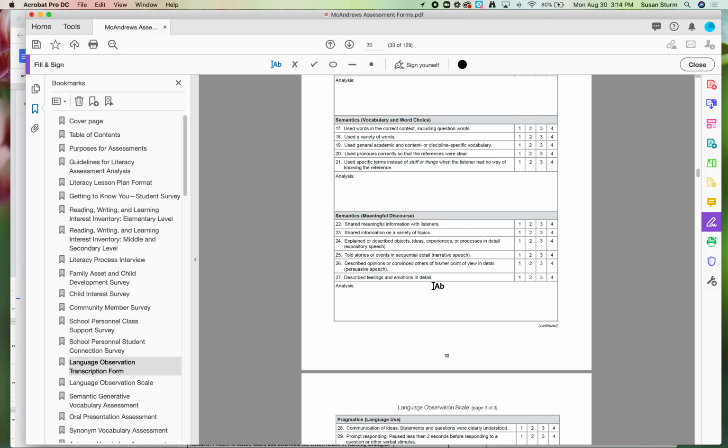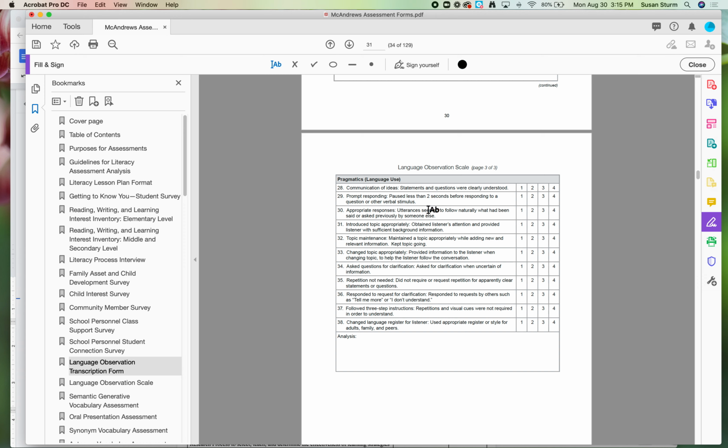And then finally moving down to the last system, which is pragmatics, their language use, communication of ideas, statements and questions were clearly understood, responding to prompts, taking fewer than 2 seconds to respond when they're given a verbal stimuli, appropriate responses, introducing topics appropriately to get someone's attention, topic maintenance, are they able to keep a topic going or are they constantly changing the topic? And then the opposite of that is, can they change a topic appropriately to help a listener follow their conversation? Are they asking questions for clarification?